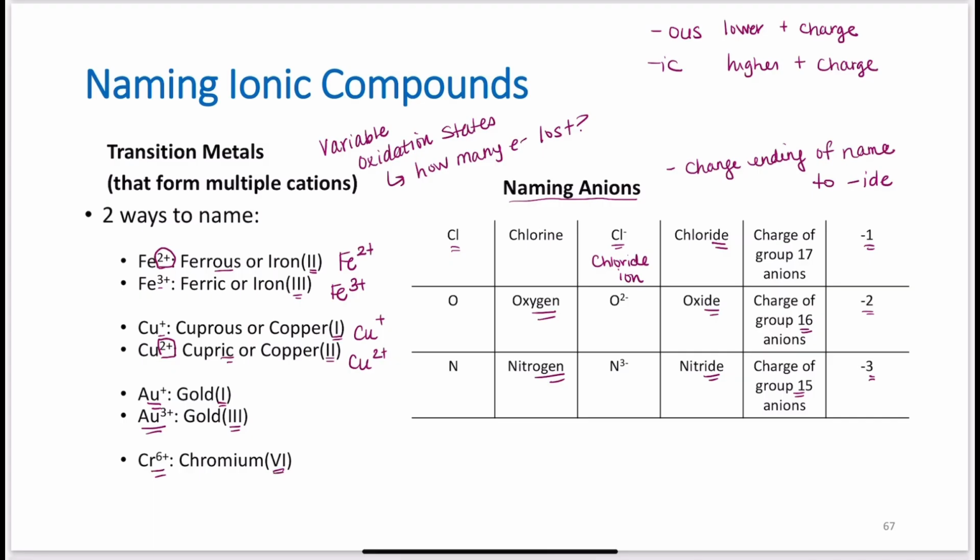Okay, I find most of my students have better luck using the Roman numerals, and that will be sufficient for what you guys need. You should be able to recognize the us and ick though. If I had said iron has a plus 2 charge and a plus 3 charge, which one's ferric and which one's ferrous, you guys should be able to tell me that.